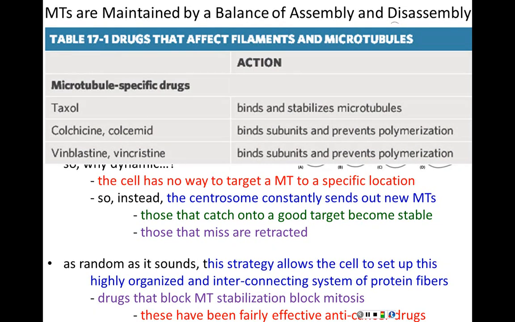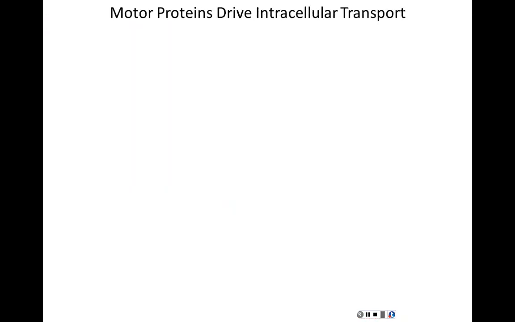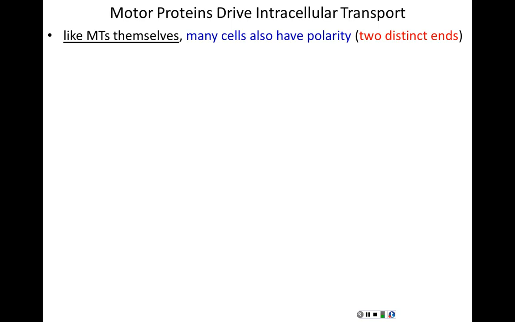Taxol binds to and stabilizes microtubules, stops them from being disassembled. If all the microtubules you made are the only ones you're allowed to make, you can't disassemble them in order to make mitotic spindles. Colchicine blocks subunits and prevents the polymerization of microtubules into new microtubules, as does the second drug, vinblastine. So now we've established our microtubule network. We've established our system of transport using microtubules. Let's talk briefly and wrap this lecture up by talking a little bit about our walking proteins in some detail.